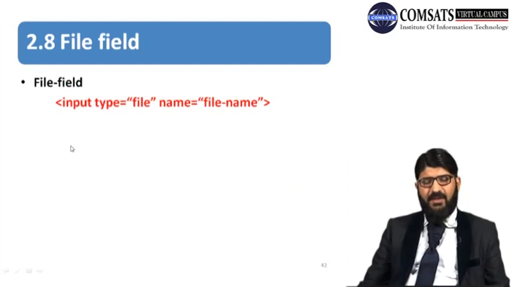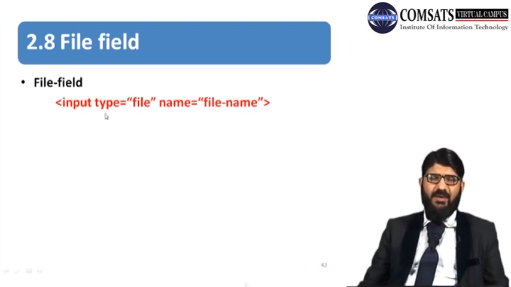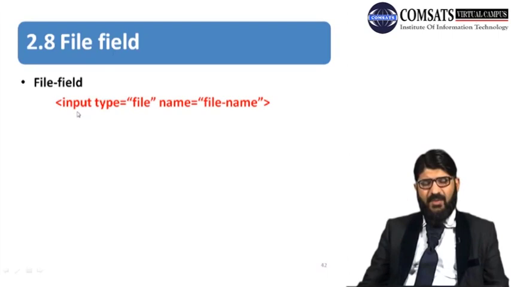Now what's next? The file field. Input type is file, and then the name of the file is mentioned. Here you can allow a user to mention some file with the file path. For example, you want a user to upload his image, a JPEG image, his picture, or you want the user to upload some document, then you use the file field and you will provide that.